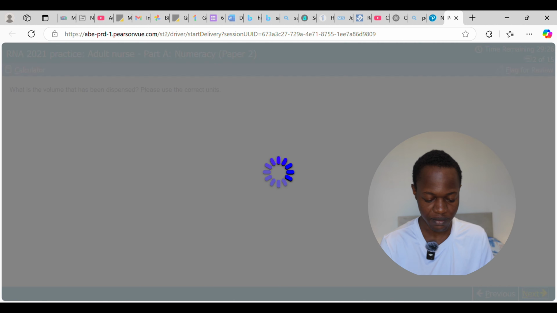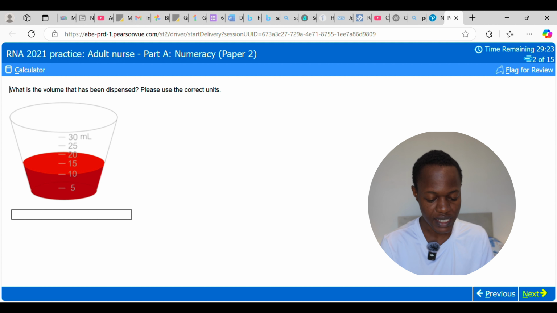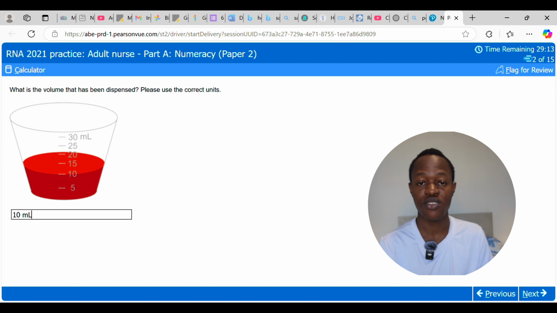Now next, what is the volume that has been dispensed? Please use the correct units. This is already given to us. It says 10, so we're just gonna go ahead and put 10 ml. You can see how I'm putting my ml just like it's written on the dispensing pots that we're seeing in the picture.